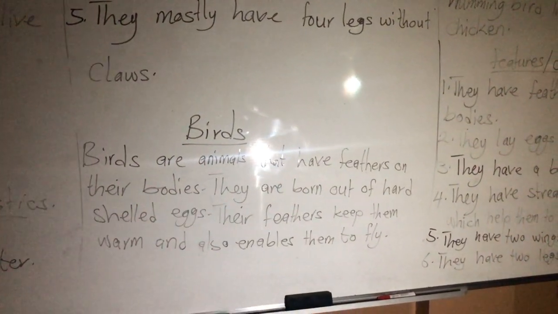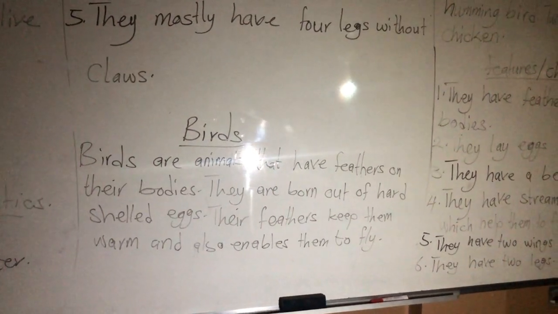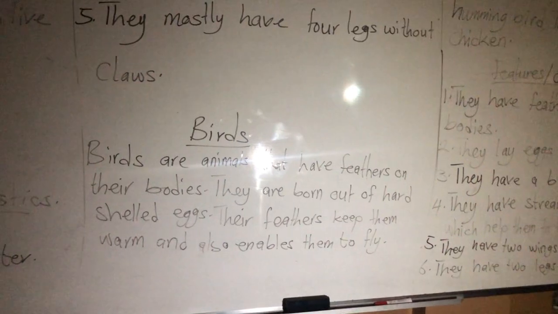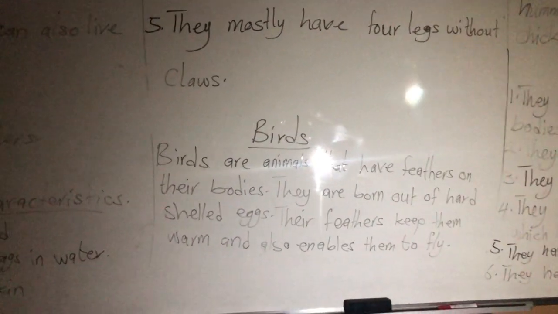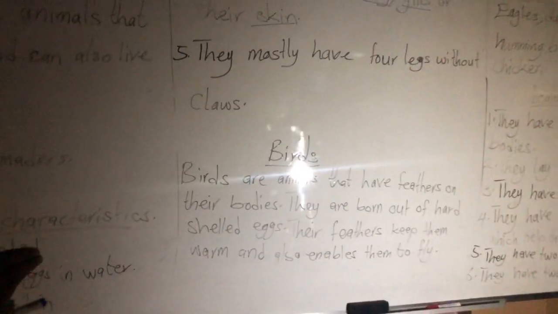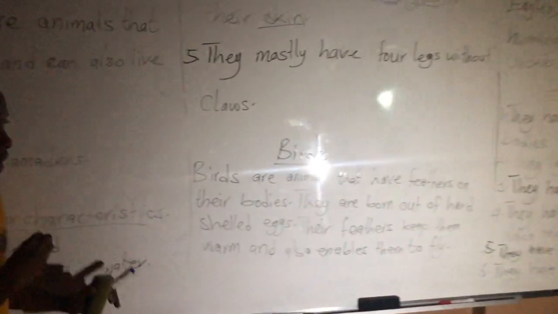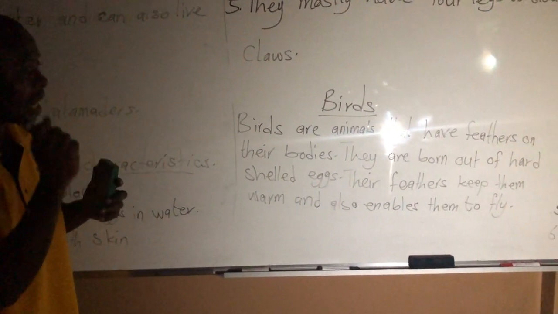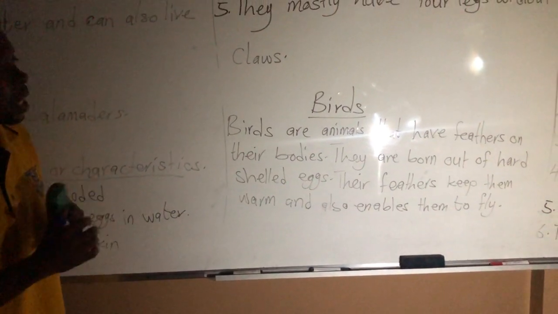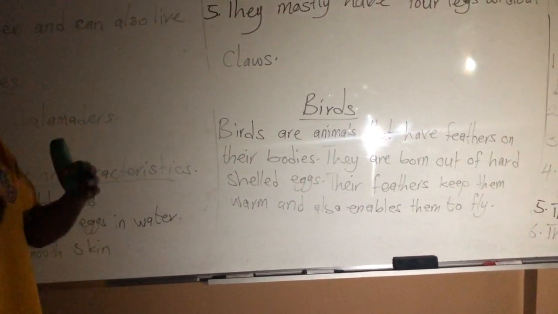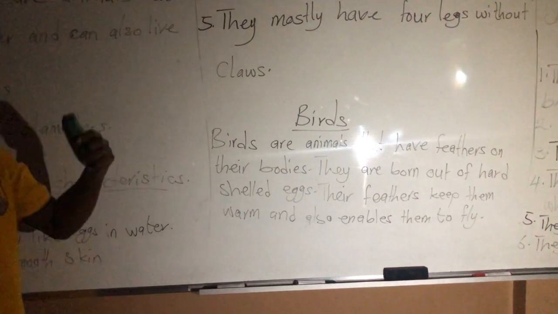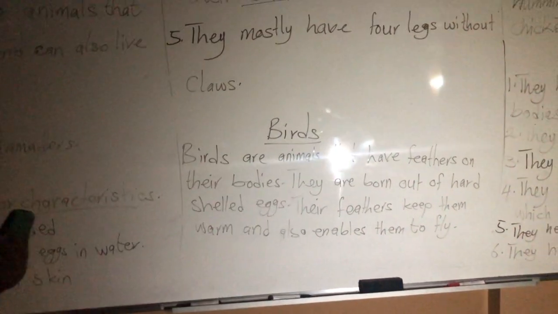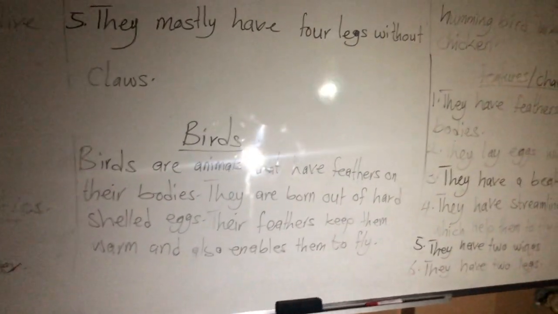But when it comes to birds, they lay eggs, and the shell, the skin of the egg, is what? Hard. But when it comes to amphibians, it's what? Soft. They have a soft shell. But birds have what? A hard shell. You see, they are born out of a hard shell. Their feathers keep them warm and also enable them to fly.